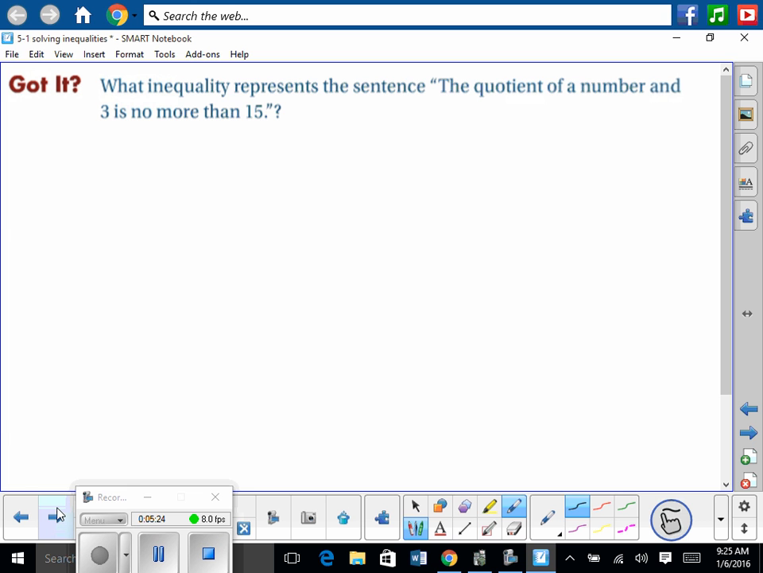Okay. One more. What inequality represents this sentence? The quotient of a number and 3 is no more than 15. Sorry. It's no more than 15. So I always start with, okay, I have a number, don't know what that is. So it says the quotient of that number and 3. Quotient means division. So that number divided by 3, it says is no more than 15. So it's less than. If you have no more than $15, you have less than or equal to $15. So less than or equal to 15.